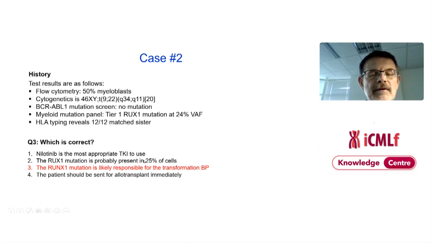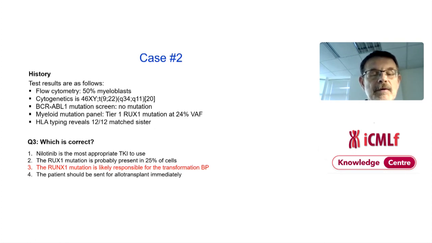RUNX1 mutation is probably present in 25%. Now this is unlikely because a VAF of 24% would suggest that about 25% of all alleles are mutated. And with that in mind, even if there were 50% of cells mutated, you would pick up only 24% RUNX1 mutated alleles. So this is probably not correct.